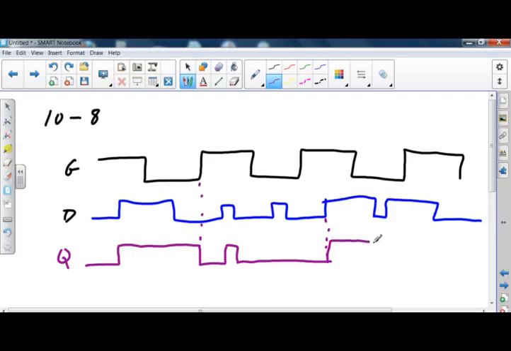I'm going to stay high until my data goes down. When the gate's down, gate's on, I'm going to be like that. Okay, so if the gate's on, my data can change. If the gate's off, the data is going to hold whatever it is and not change.